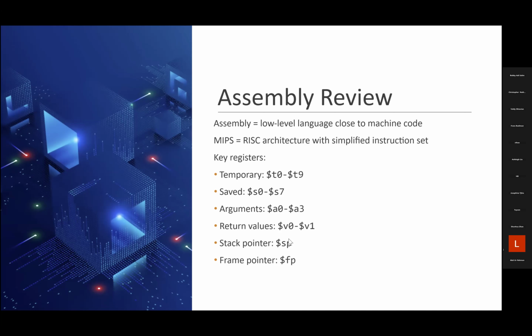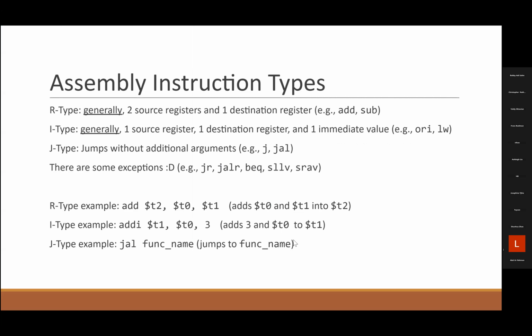So yeah, let's jump right into it. Frans already touched on this a little bit, but I'm going to go over it again just for a quick review. There are 3 types of instructions in MIPS: R type, I type, and J type. These are general guidelines. R types generally have 2 source registers and 1 destination. I types generally have 1 source, 1 destination, and 1 immediate value, while J types are jumps that don't have any additional arguments.